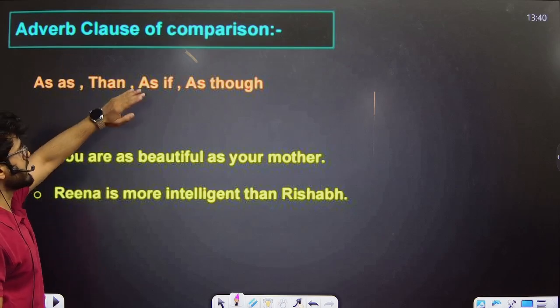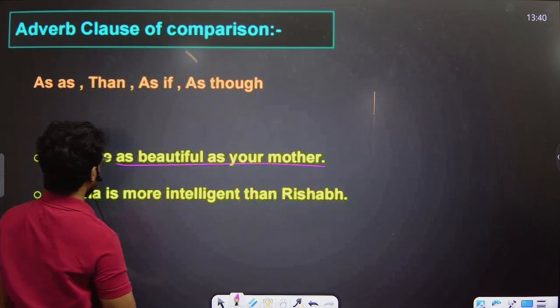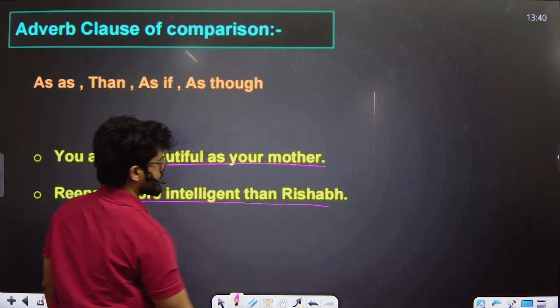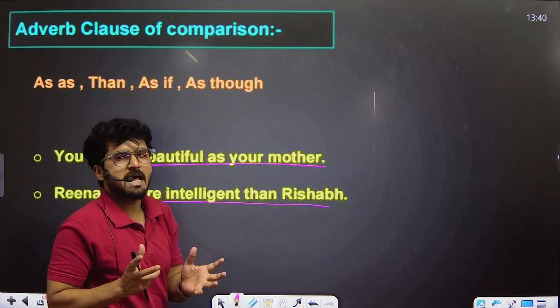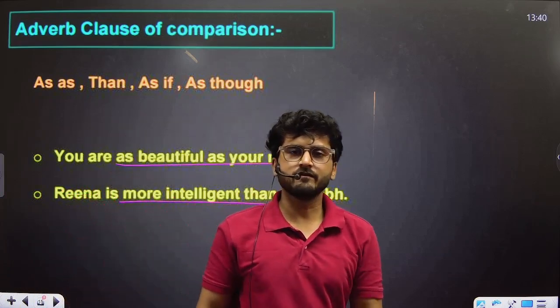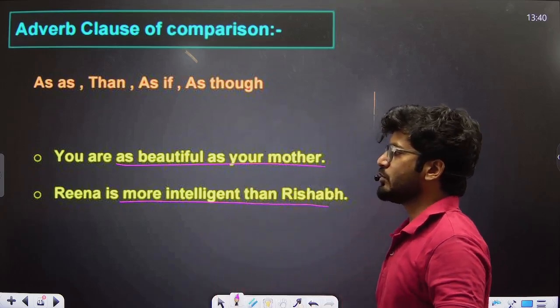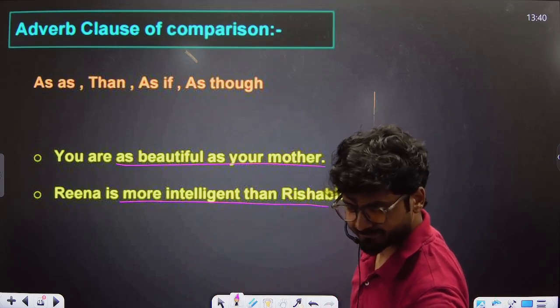Like that. Comparison: you are as beautiful as your mother. Okay, Reena is more intelligent than Rishabh. Okay, so here you are observing that the comparison has been made. Whenever you compare, whenever you do the comparison, you are going to do what? You are going to use the adverb clause of comparison.